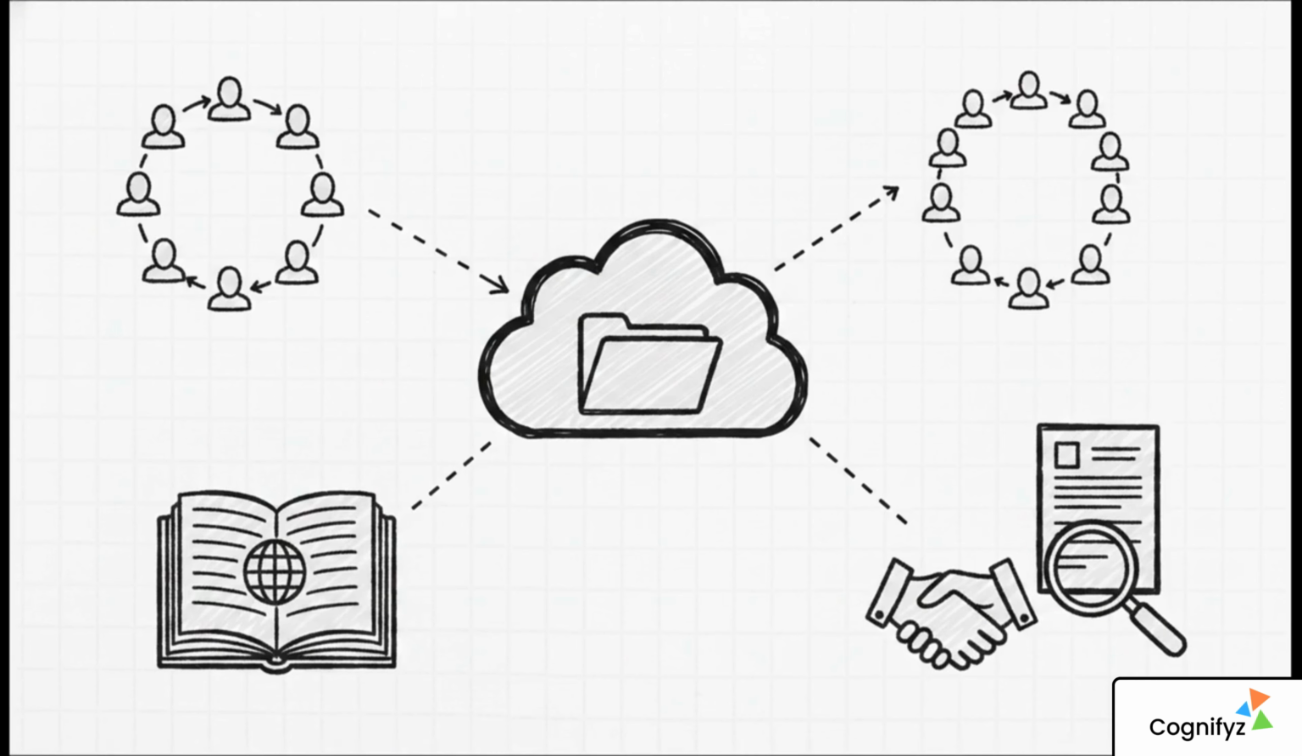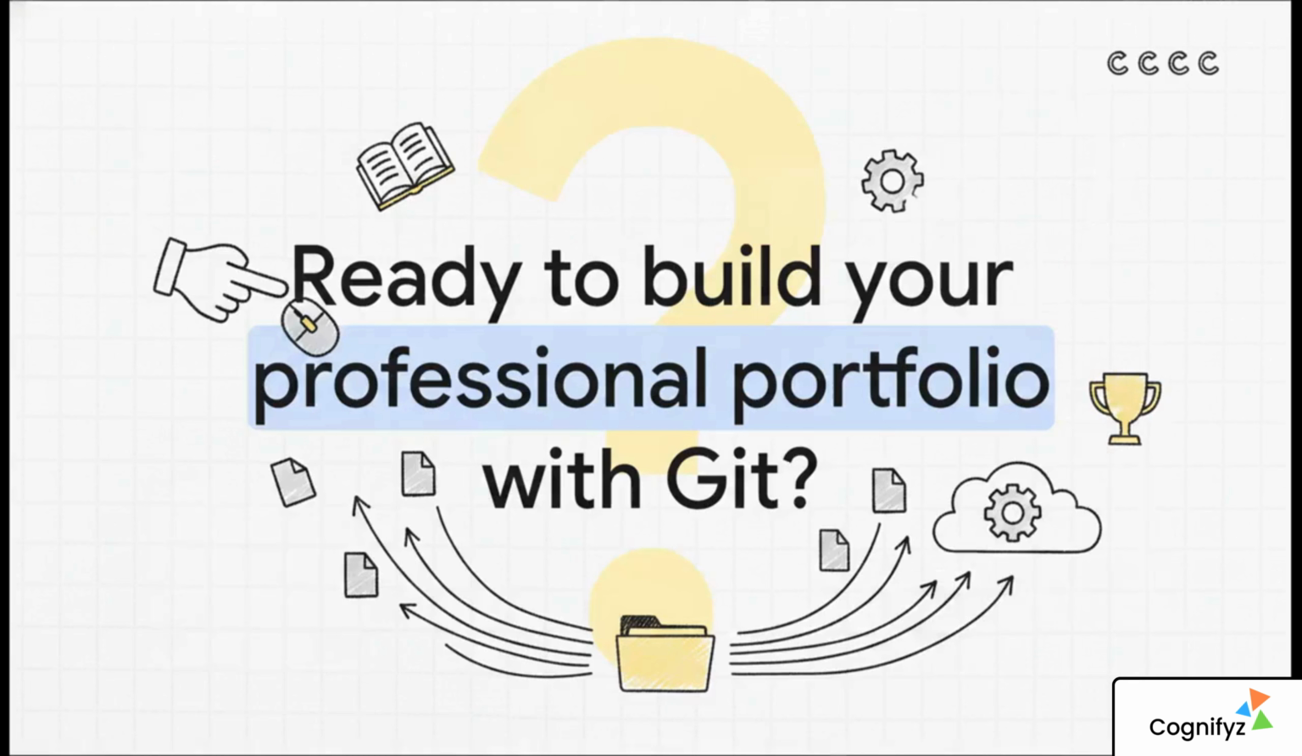When you apply for an internship or a software development job, recruiters absolutely want to see your GitHub repository to witness firsthand how you write, manage, and collaborate on code. So, to wrap things up, Git manages your version history locally, and GitHub stores and shares it online. Together, they make collaboration effortless and professional.